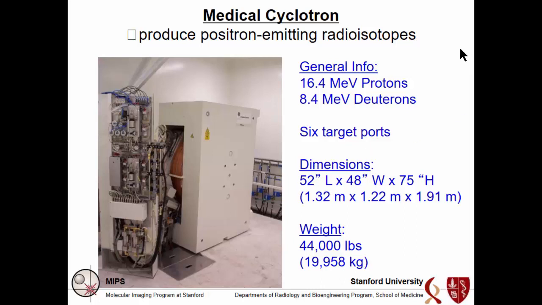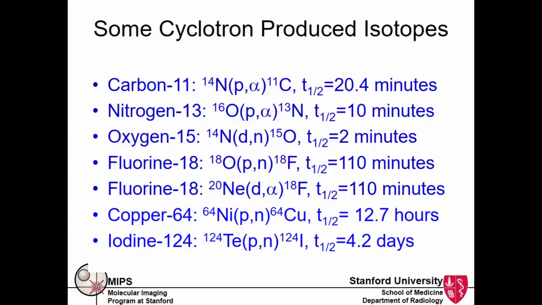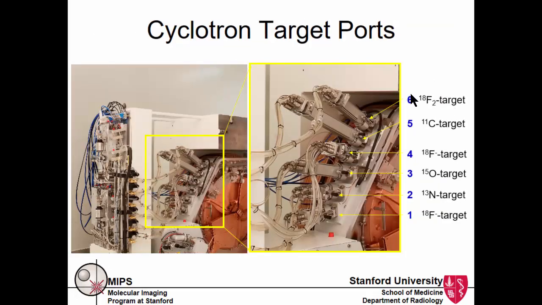So with respect to the isotopes, how do we make them? We use what we call a medical cyclotron. The medical cyclotron typically can range from 11 MeV to quite a bit more. Generally, it's around 15 or 16 MeV that accelerates the protons in this case. But in this example, this particular cyclotron also accelerates deuterons. Six ports are available for this particular cyclotron that allows us to, for example, have fluorine-18, N13, O15, carbon-11, and then a gas version of 18F, which is fluorine gas.